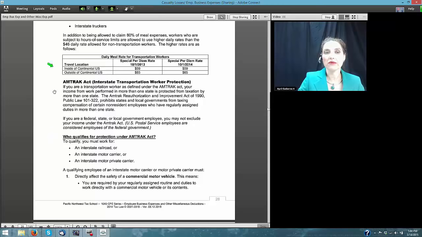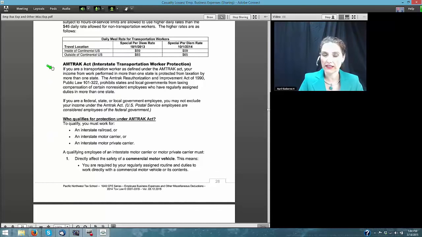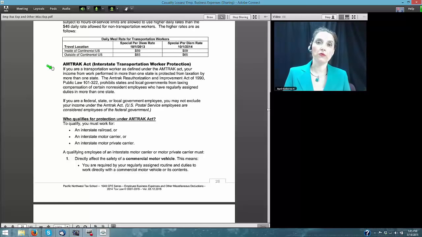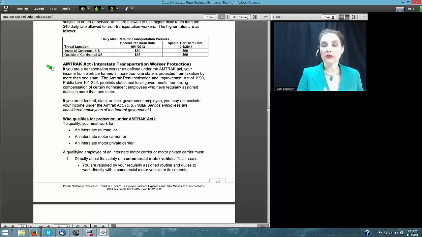Now, in addition to this 80% rate, I also wanted to point out the AMTRAK Act. The AMTRAK Act is a federal law that impacts how state governments can tax the income of transportation workers. Now, most of the time, if you take up a temporary job in another state, that temporary job is going to be subjected to taxation by that state you temporarily go to work in. So let's just suppose you normally live and work in California, but you're sent on a temporary assignment to Phoenix, Arizona for 3 months. Well, you're in Phoenix and working in Phoenix, you're going to have to pay tax to Phoenix. That's the law, and Phoenix has every right to tax that income because it is sourced to Arizona. They're going to have a right to tax it.